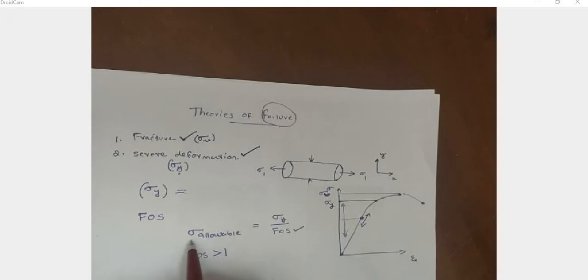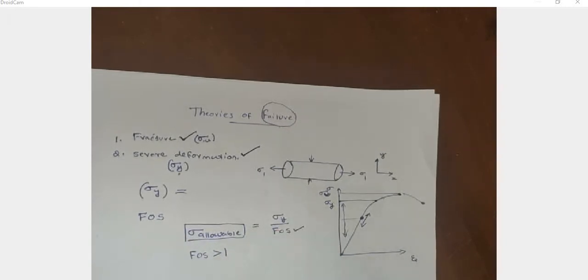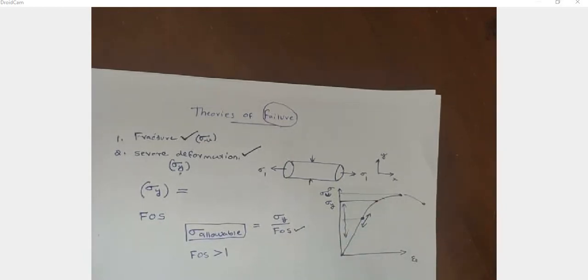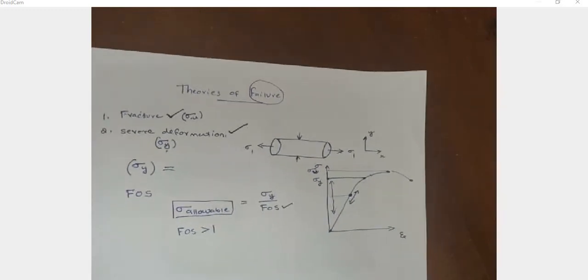So for any design, we should consider the sigma allowable, which is equal to the yield stress divided by the factor of safety. That is the design of a very simple member subjected to a uniaxial stress, or stress in a single direction. Here, this circular bar is subjected to stress in only a single direction, the x direction. So how can we design this?